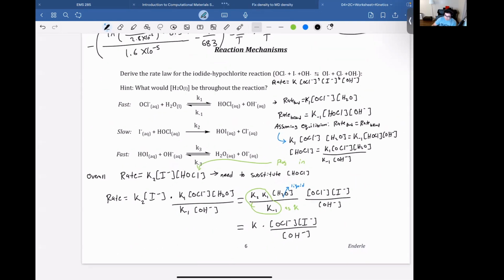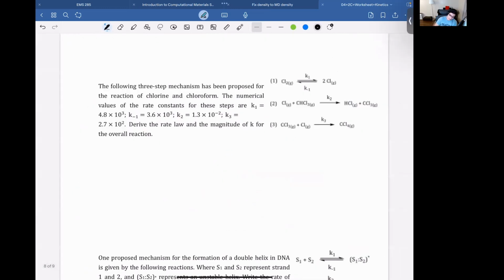Okay. Moving on. It says the following three-step mechanism has been proposed for the reaction of chlorine and chloroform. The numerical values of the rate constants for these steps are given. Derive the rate law and the magnitude of K for the overall reaction. So we know here that K2 is smallest. So that means it's the rate determining step.